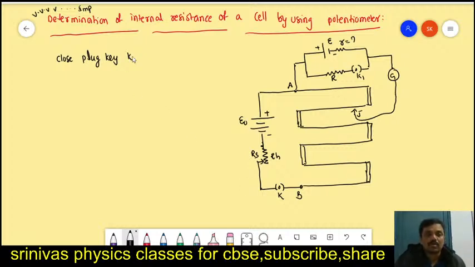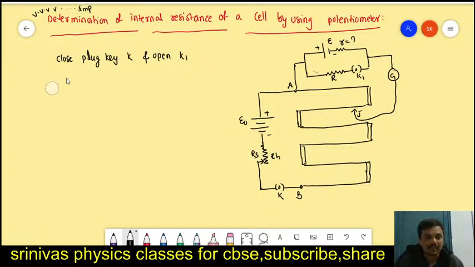Close the plug key K and open K1. When we open this K1, this parallel resistance will not work. This part is not there. Why? Because K1 is open, which means current does not flow through this. Then what you have to do? Press the jockey at various points.